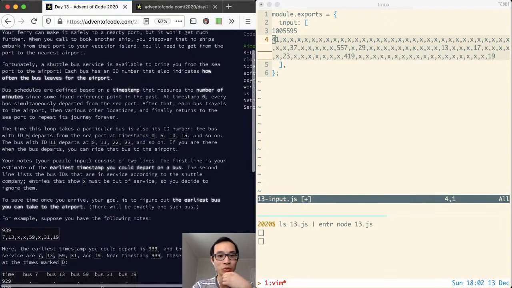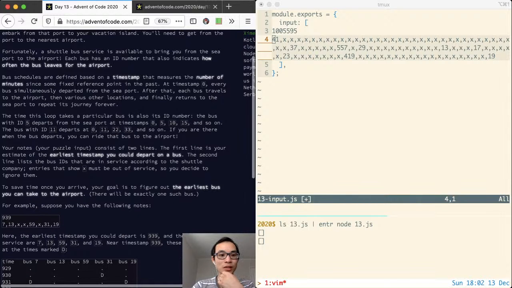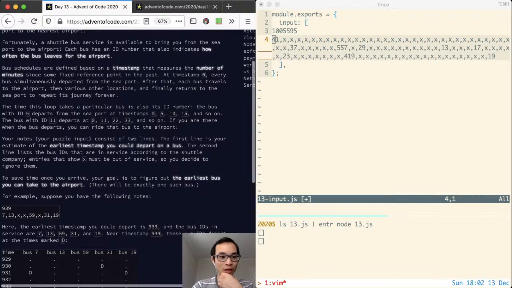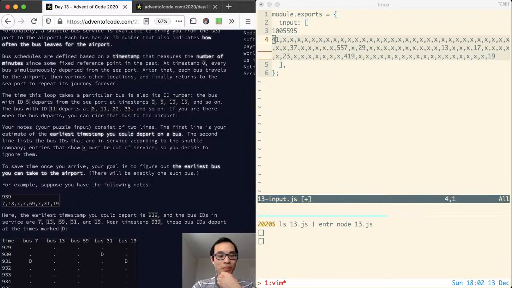Each bus has an ID number, which also indicates how often the bus leaves for the airport. The bus schedule is defined by a timestamp that measures the number of minutes since some fixed reference point in the past. At timestamp 0, every bus simultaneously departs from the seaport. After that, each bus travels to the airport, then various other locations, then finally returns to the seaport to repeat its journey forever. Cool. The time this loop takes a particular bus is also its ID number. The bus with ID 5 departs at timestamps 0, 5, 10, 15, and so on. The bus with ID 11 departs at 0, 11, 22, 33, and so on. If you are there when the bus departs, you can ride that bus to the airport.